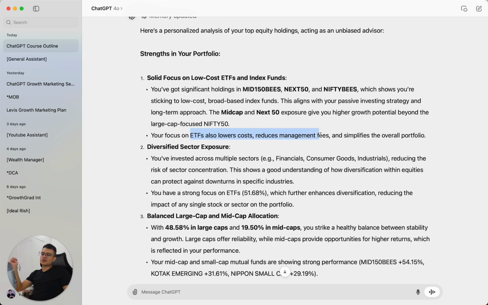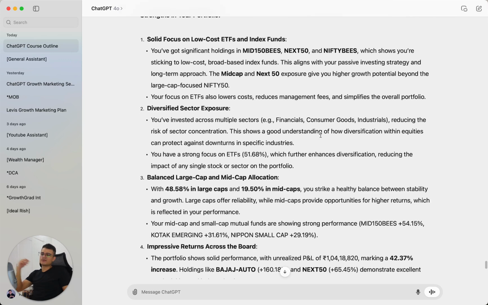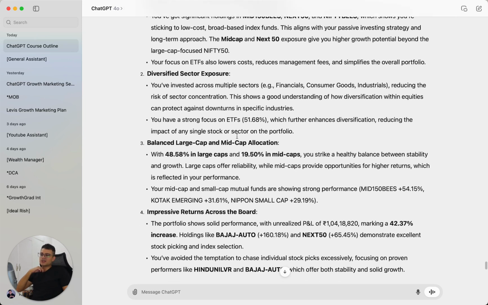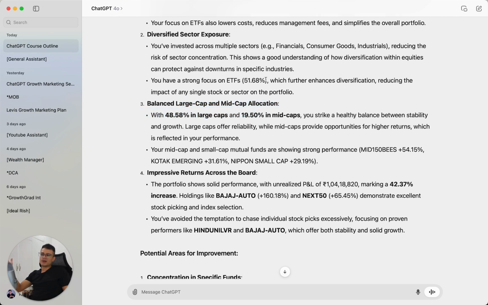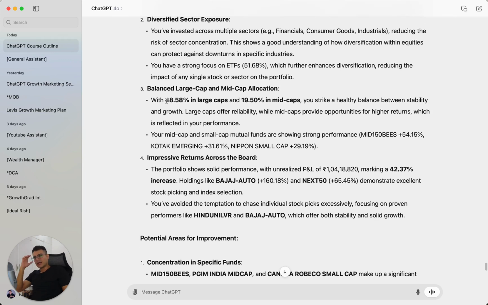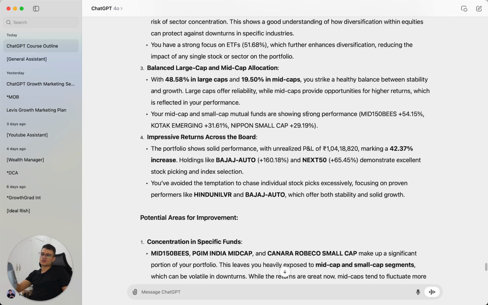Now, since you focus on ETFs, it's lower cost, reduces management fee, and overall believes in simplification of overall portfolio. Diversified sectors, the sector diversification is good. So now it's seeing if the sectors are diversified. Are the caps diversified? Yes, you have large cap, you have mid cap, the sectors are diversified. And since you have 50% ETFs, I didn't know it's 50% ETFs here. Yes, it was. And then it says 20% in mid cap, 50% in large cap is a good balance between stability and growth.